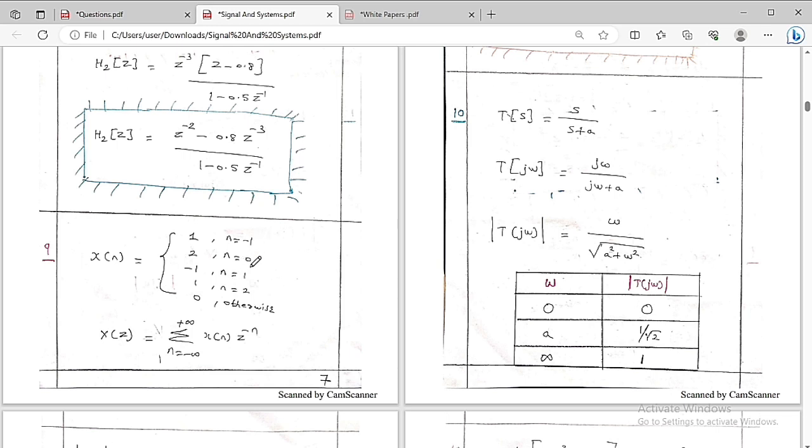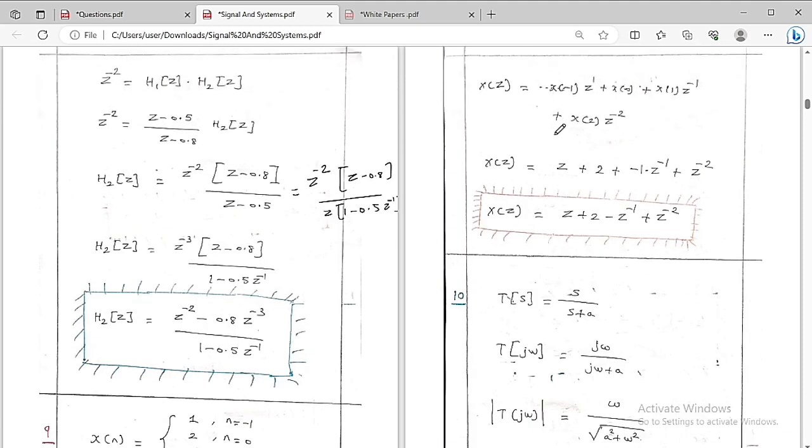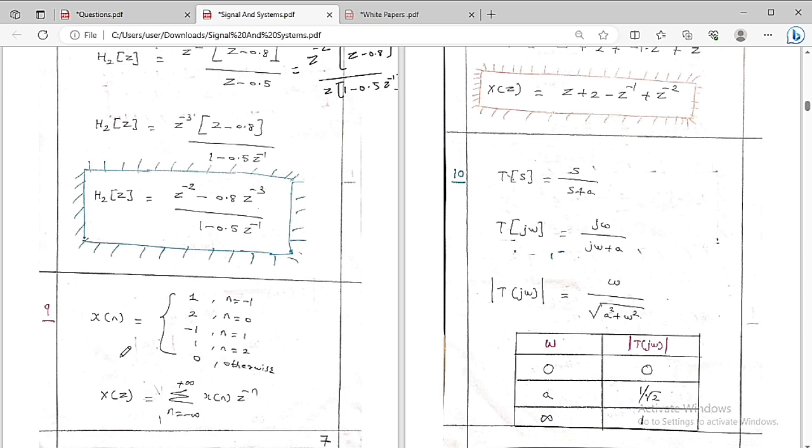For n equal to minus 1, n equal to 0, n equal to 1, and n equal to 2, I am going to substitute these values. So X(z) is equal to x(-1) z to the power of 1, plus x(0) z to the power of 0, plus x(1) z to the power of minus 1, plus x(2) z to the power of minus 2. For all other values, x(n) is equal to 0, because that is already given.